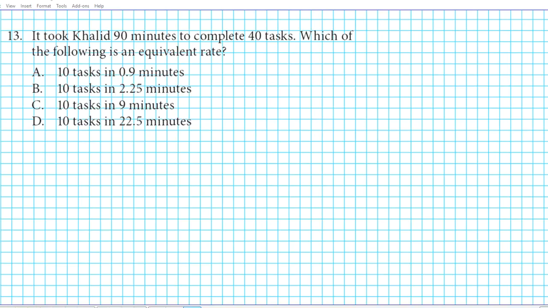All right, let's take a look at question 13. It states it took Khaled 90 minutes to complete 40 tasks. Which of the following is an equivalent rate? So 90 minutes to 40 tasks. That's a ratio right there. So whenever you're setting up a statement that two ratios are equal, we have a proportion. So that automatically means we are going to be using our proportion formula again.